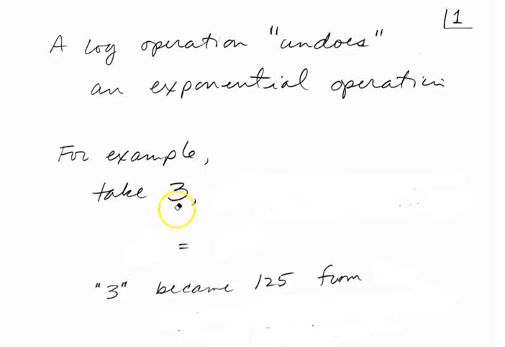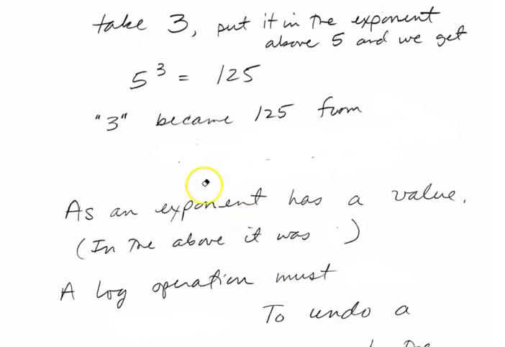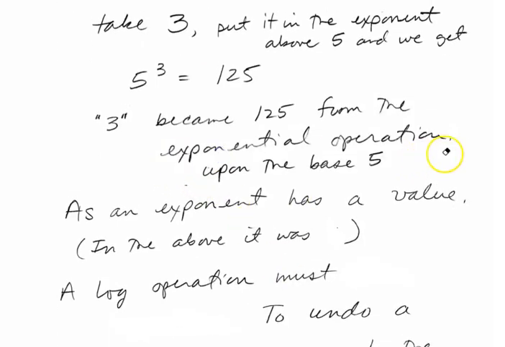So for example, take the number 3, all right? And we can do anything with it. We can multiply it by 2, we could add 7 to it, but if we chose to put it in the exponent above 5, we would get that 5 to the third equals 125. You might not have thought of doing that, but if you put it in the exponent above the base 5, we would get 125. So 3 became 125 from the exponential operation upon the base of 5.